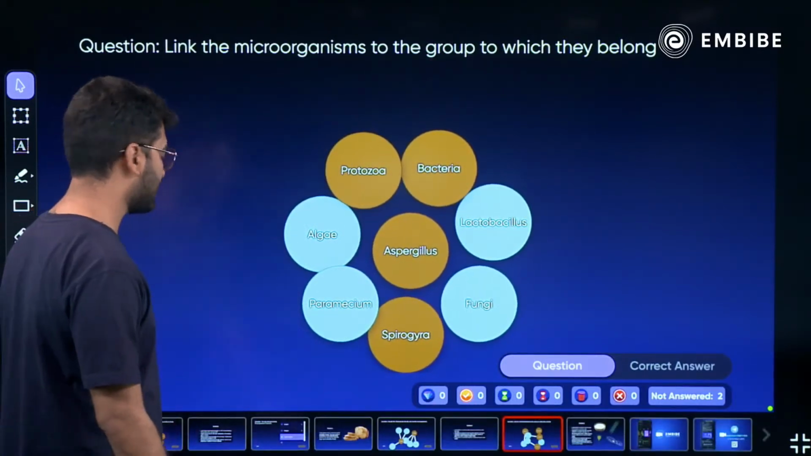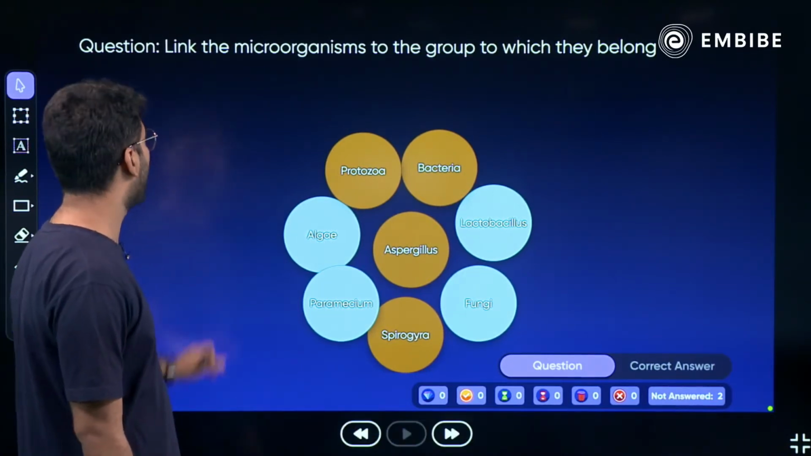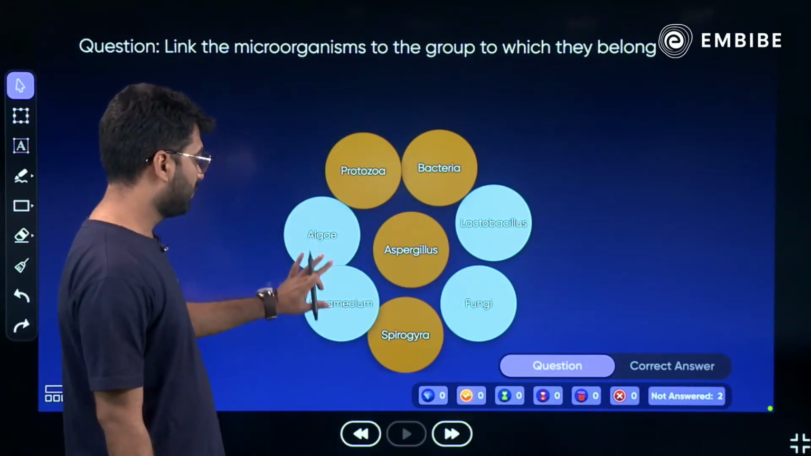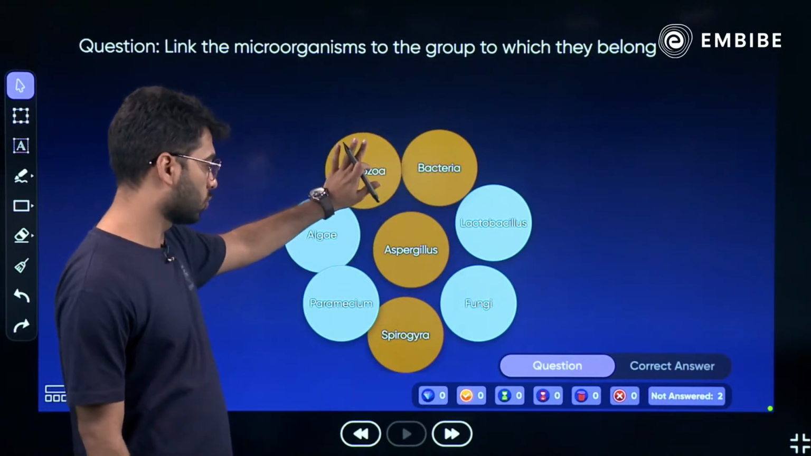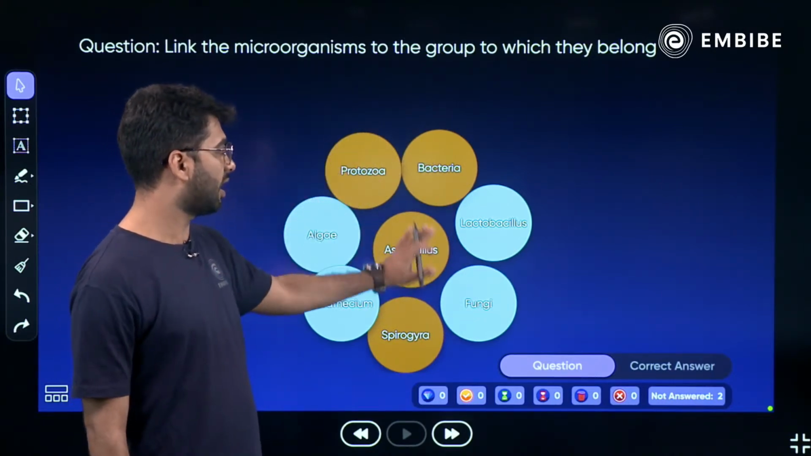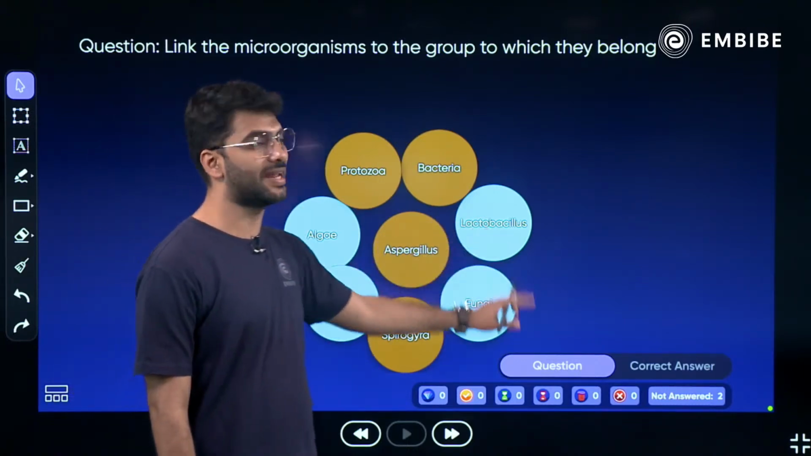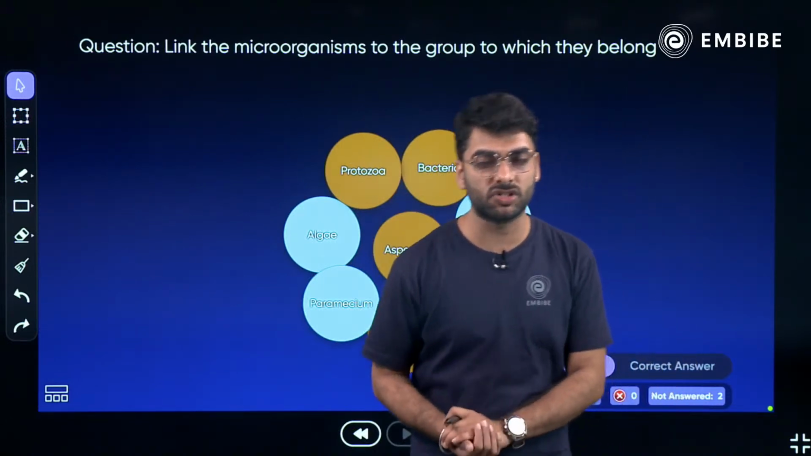One more question, and this is the last question. The last question for the day, and the question is: link the microbes to the group which they belong. Algae, fungi, bacteria, protozoa. You have got paramecium, spirogyra, aspergillus and lactobacillus. Super easy.